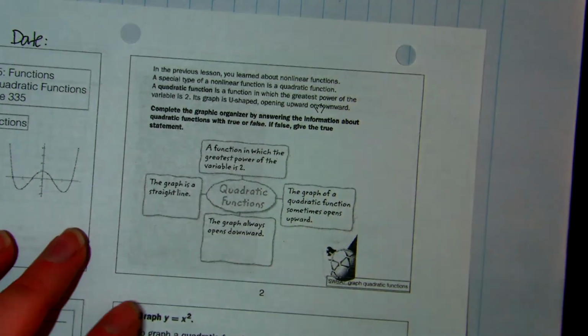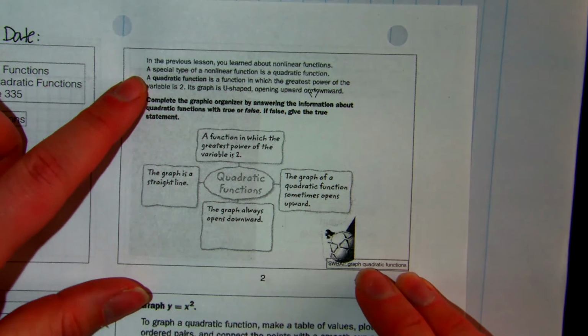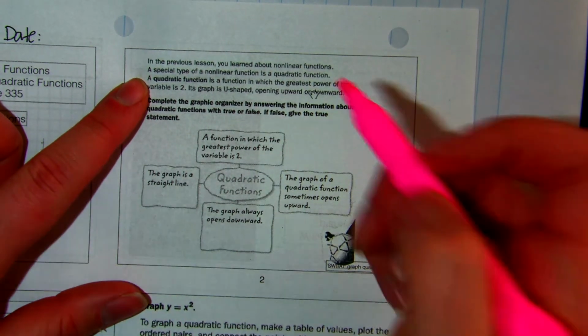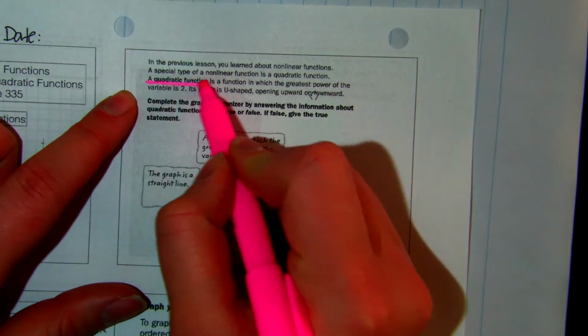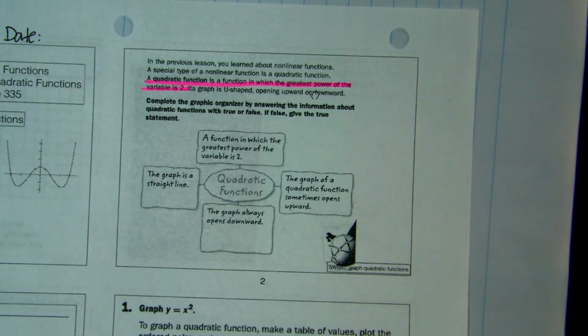Okay, so on slide 2, we have a vocab word. In the previous lesson, you learned about nonlinear functions. A special type of nonlinear function is called a quadratic function. A quadratic function is a function in which the greatest power of the variable is 2. Its graph is U-shaped, opening upward or downward.